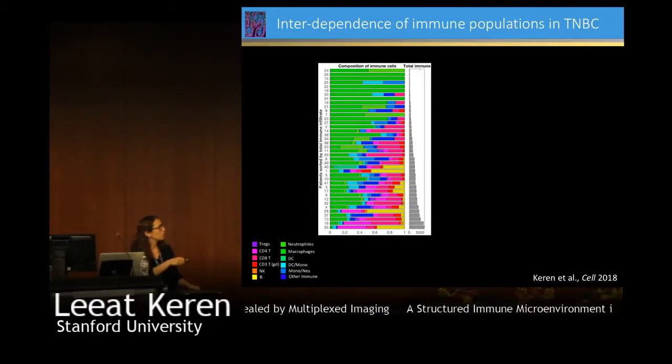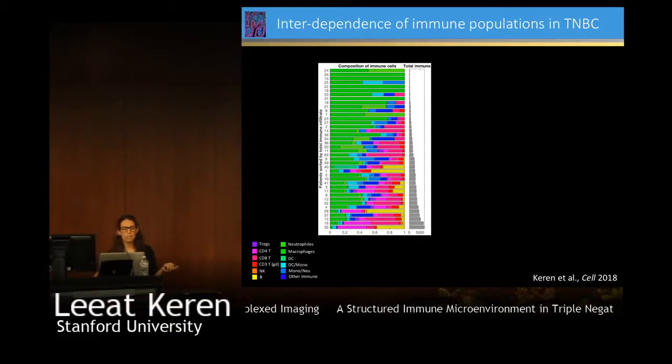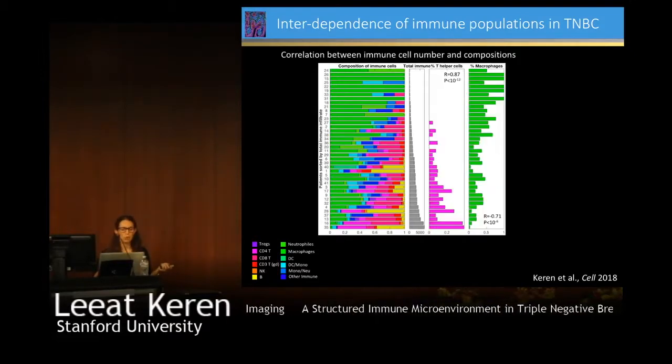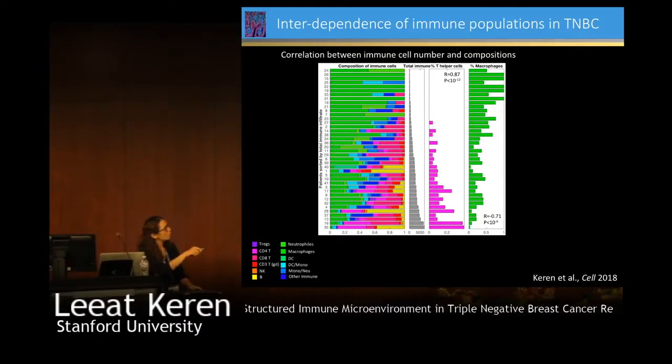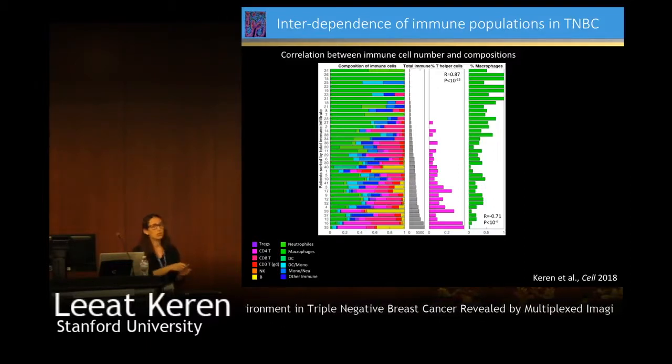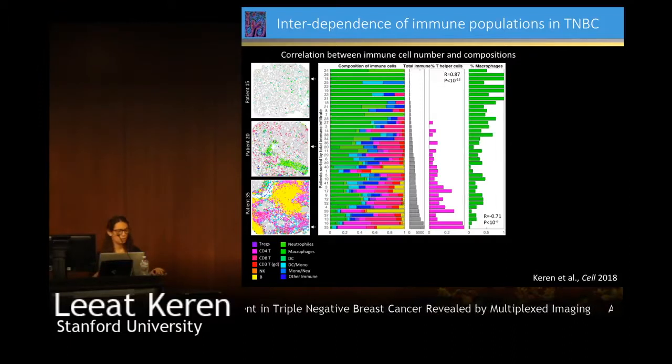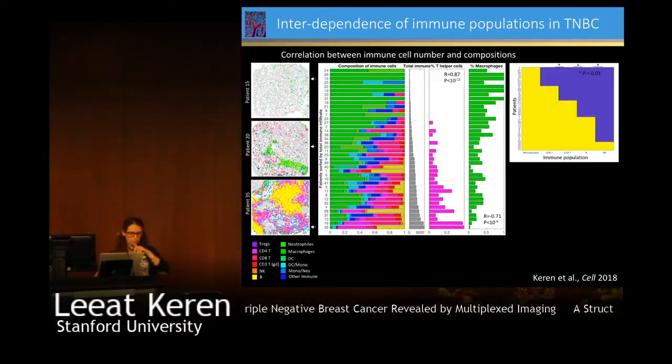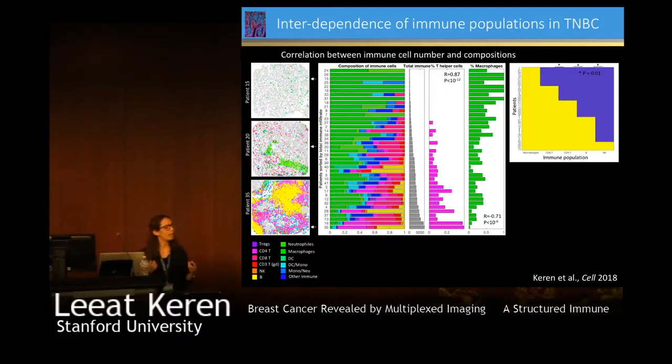and we have patients that have a lot of immune infiltrate. And when we do this, one of the things that come out is that the immune composition is highly correlated with the number of immune cells. So you can see that as we go down here, as we have more immune cells in the tumor, we have a higher percentage of T regulatory T cells and a lower percentage of macrophages. And you can see this here visually. And so this made us think that maybe what we're seeing here is some kind of time-dependent progression of the immune infiltration into the tumor.